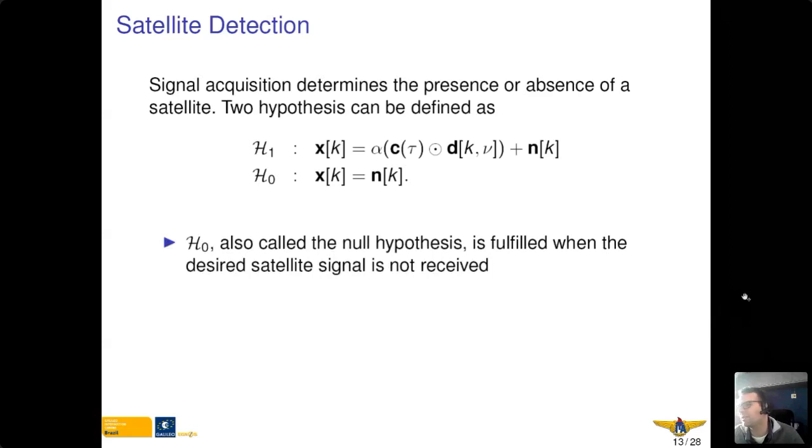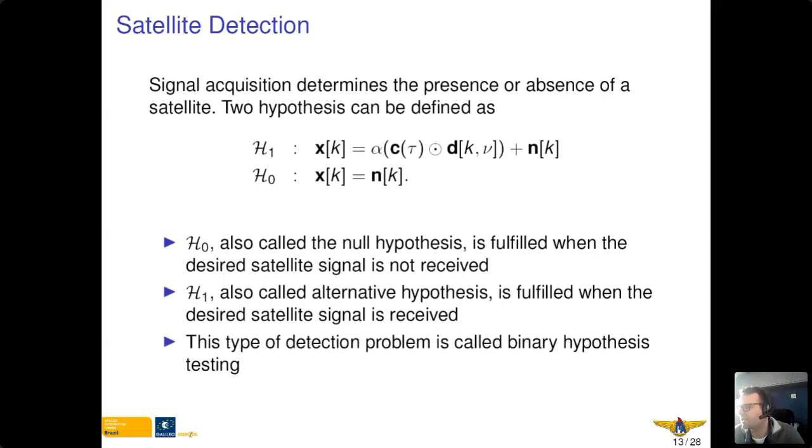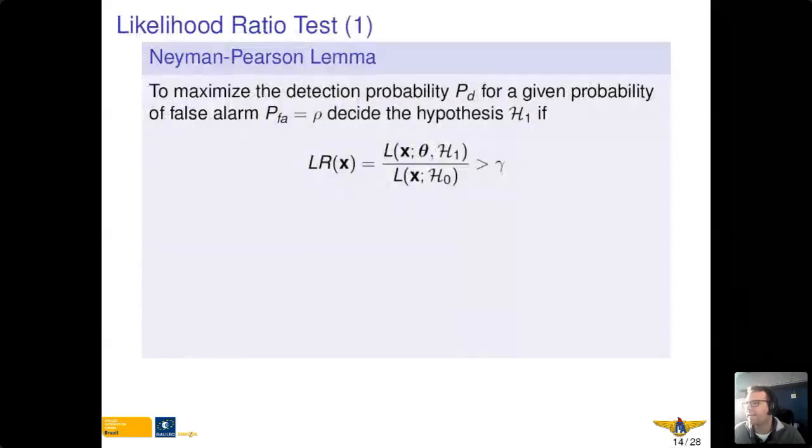H0, also called the null hypothesis, is fulfilled when the desired satellite signal is not received. H1, also called the alternative hypothesis, is fulfilled when the desired satellite signal is received. This type of detection problem is called binary hypothesis testing, because we only have two hypotheses. For this we can formulate what is called the likelihood ratio test, following the Neyman-Pearson lemma.